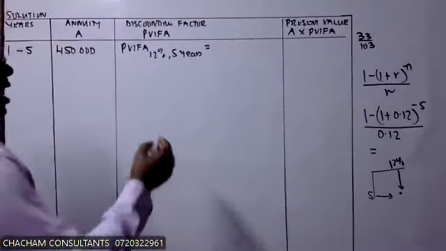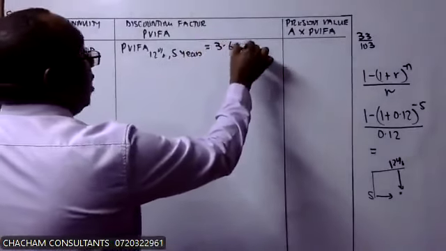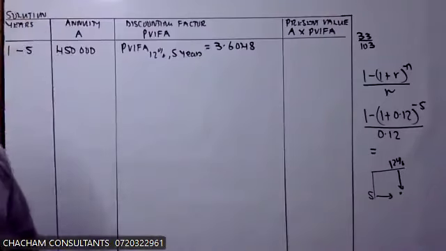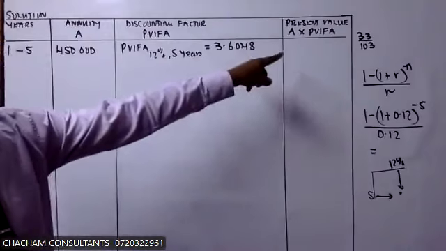So, having said that, this one is 3.6048. Now multiply this 450,000 by this amount. Give me the answer so that we know the present value.